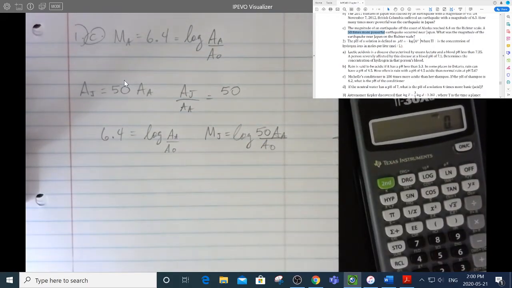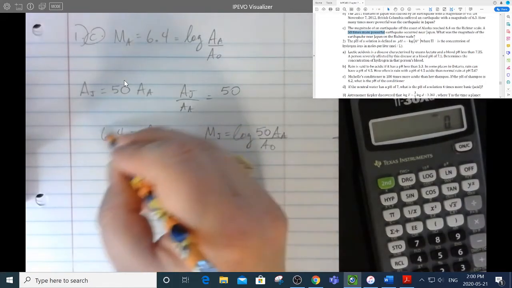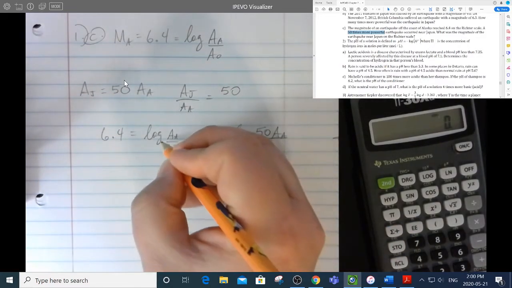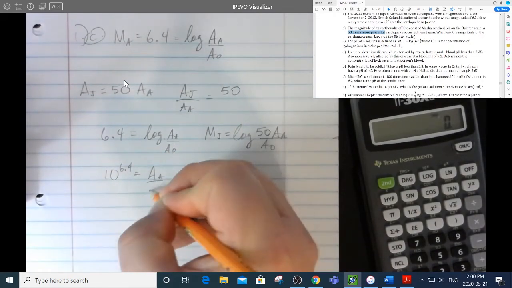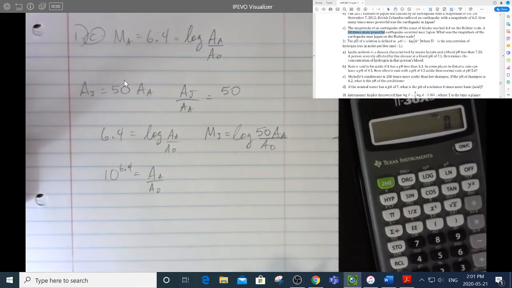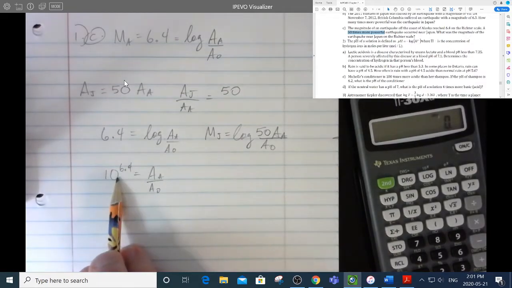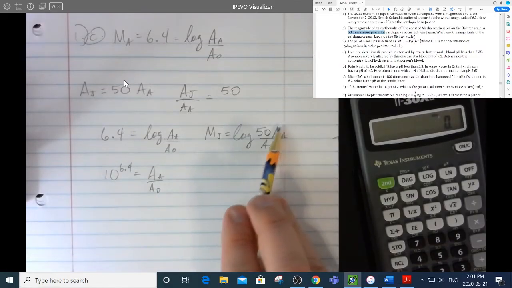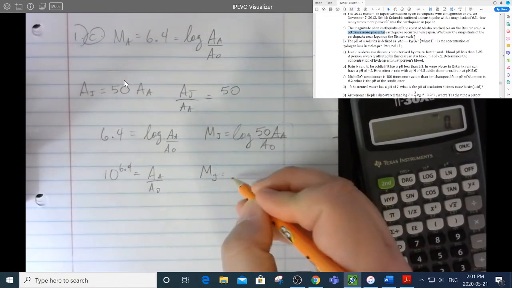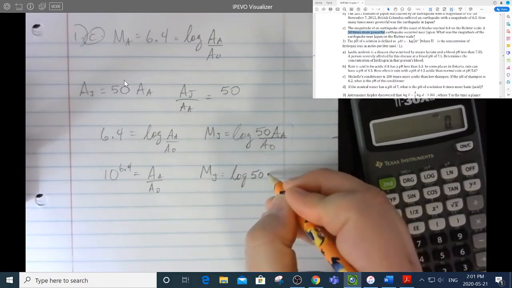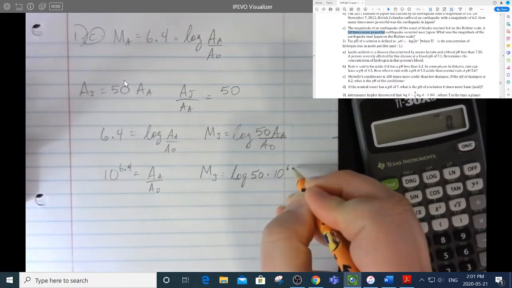And now I'm going to solve these again, the way I normally would. I'm just going to rearrange this a little bit. This equation has a number here already. And remember, this is a base of 10, so 10 to the power of 6.4 is equal to A over A naught. And that means that this number here can replace this algebraically. So the magnitude of my Japan earthquake is going to be the log of 50 times 10 to the 6.4.